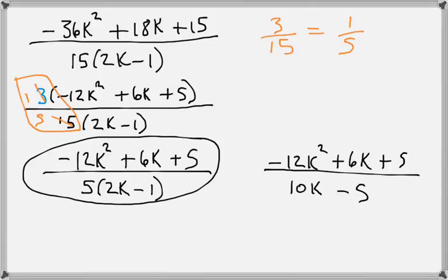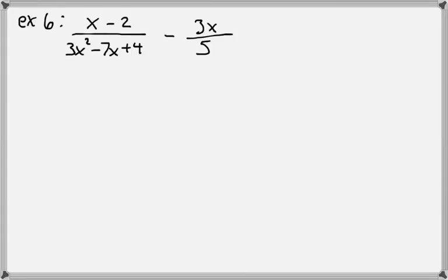Let's look at one more example that gets even a little bit more complicated. Here we have an x minus 2 over a 3x squared minus 7x plus 4 minus a 3x over 5. Concept is still the same. The only thing that makes this slightly more challenging is that you have this trinomial that you need to factor.